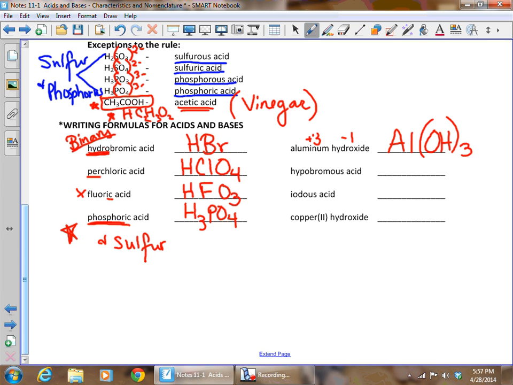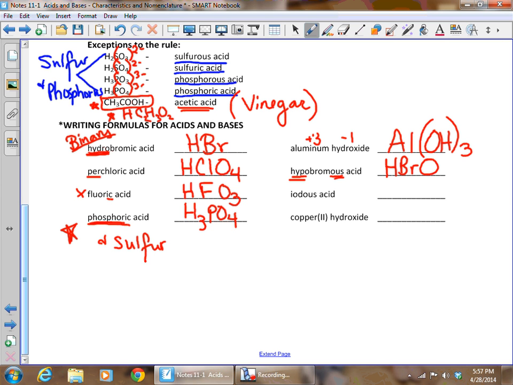Hypobromous, when it starts with hypo, look at your rules above. Hypo at the beginning, ous at the end, tells us that this is an acid that starts with H and ends with 1 oxygen. Brom is the root for bromine, so HBrO.